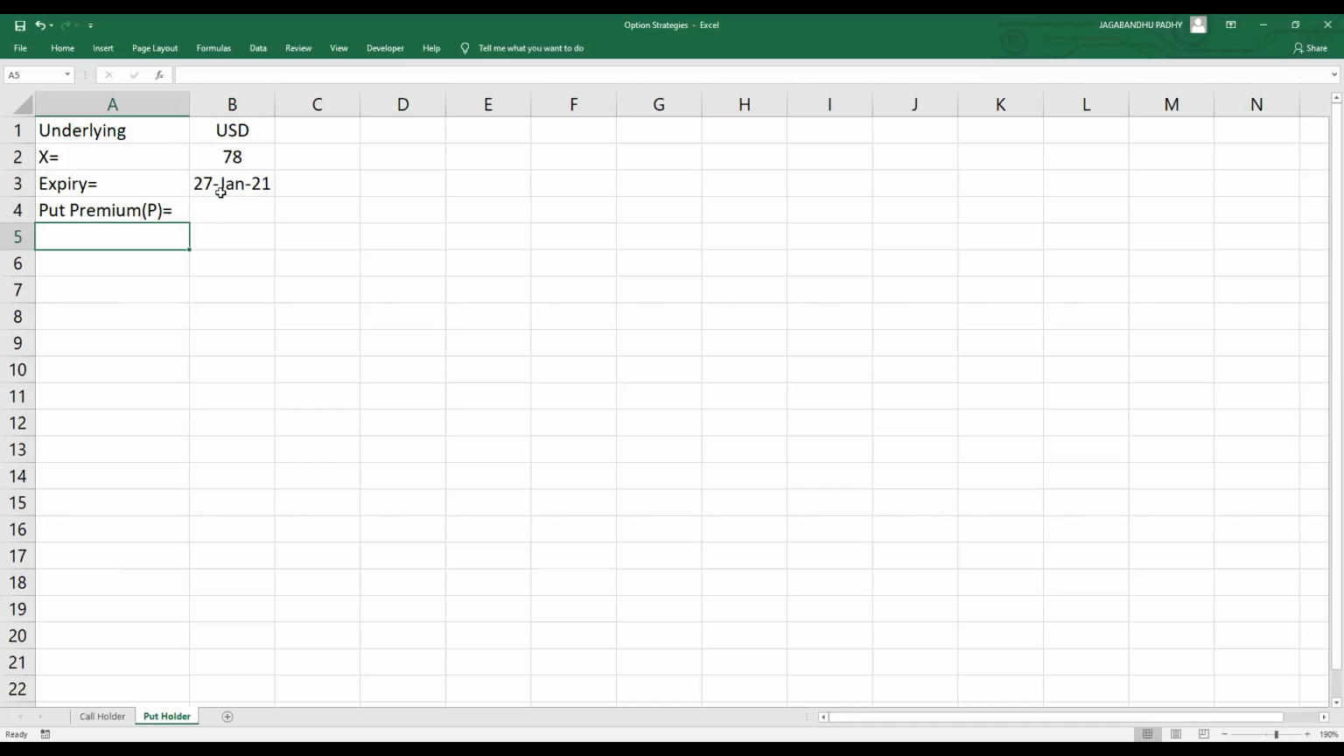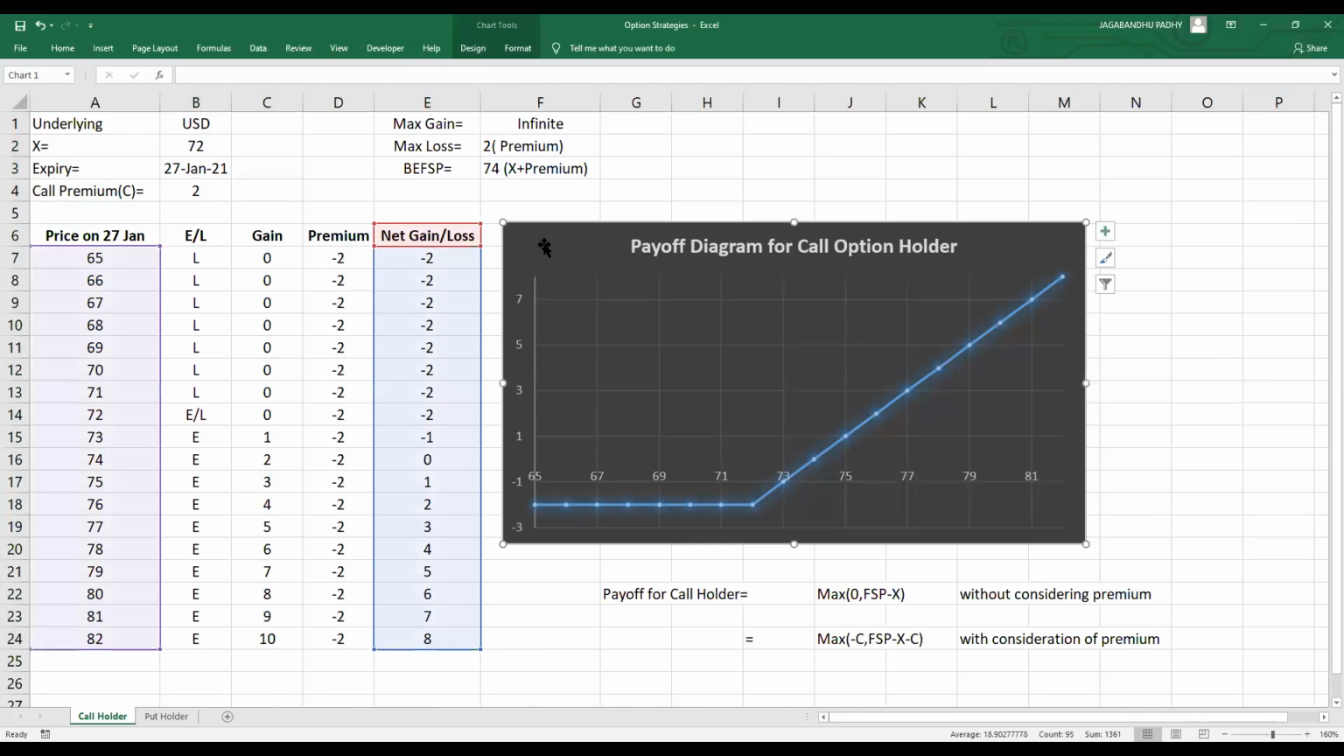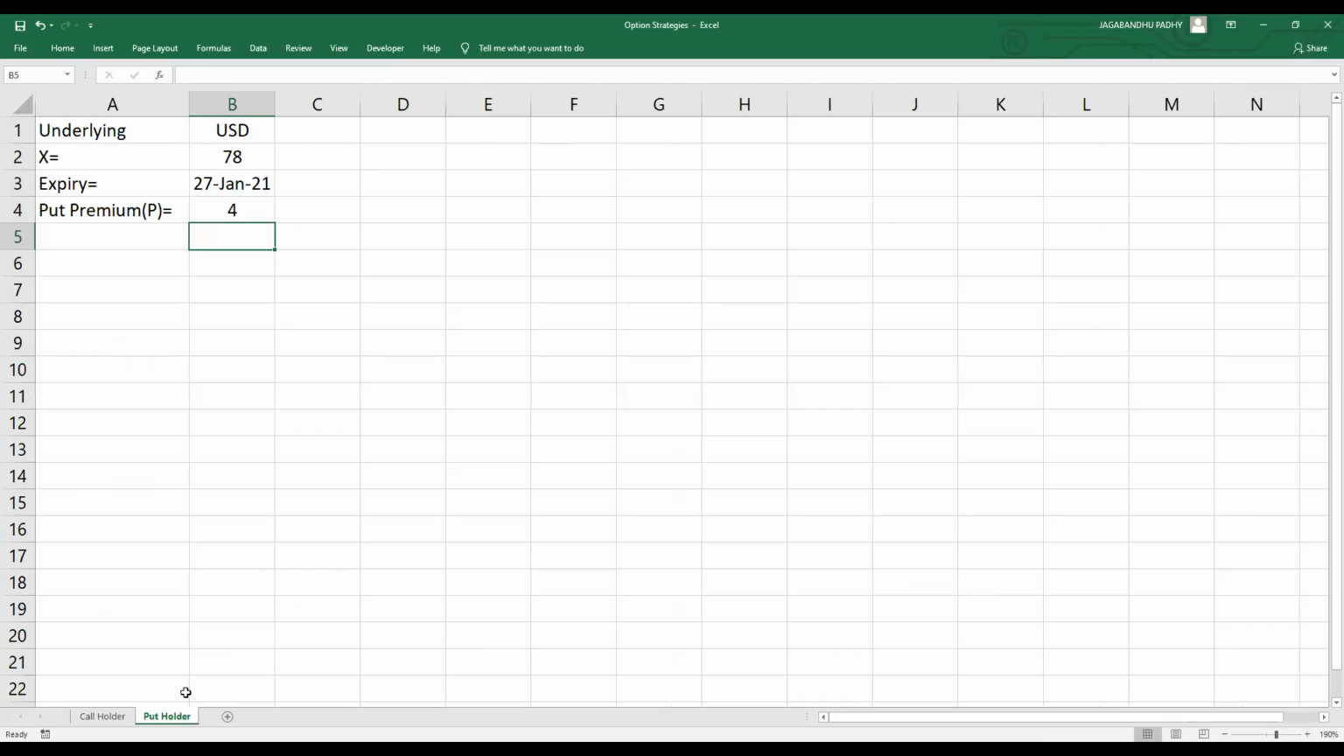How much it is? 4. Okay, so this is the put premium, and then after that use these numbers to obtain a table like this, a graph for the put option holder, then again same maximum gain, maximum loss, break even FSP, and also payoff for a put holder. So maybe for this entire task I can give you around 10 minutes, so you can just go ahead and complete it.